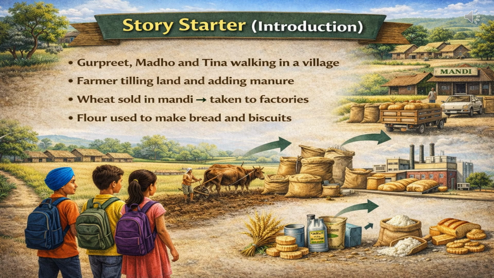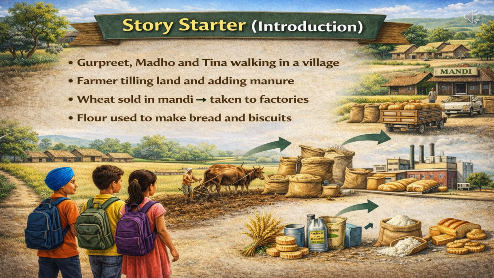Now imagine this. 3 friends, Gurpreet, Madho, and Tina, are walking through a village. They see a farmer tilling the land and adding manure to make the soil fertile. They also notice something interesting. The farmer grows wheat, then sells it in the mandi. From the mandi, the wheat goes to factories where it is turned into flour. And from flour, we finally get delicious bread and biscuits. So agriculture is not just farming, it is connected to many other activities too.